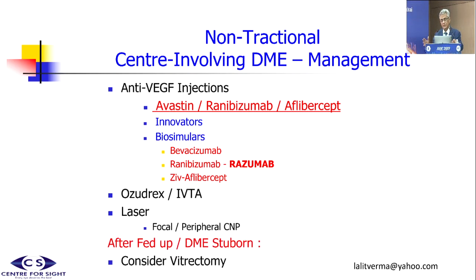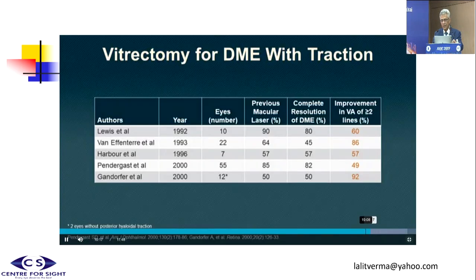Even in non-tractional DME, suppose you have exhausted all the things. You have paid attention to metabolic parameters, injections, Ozurdex, everything has been done. Sometimes you still consider vitrectomy in a non-tractional central involving DME, because there have been a lot of reports now. This data is again taken from the net.